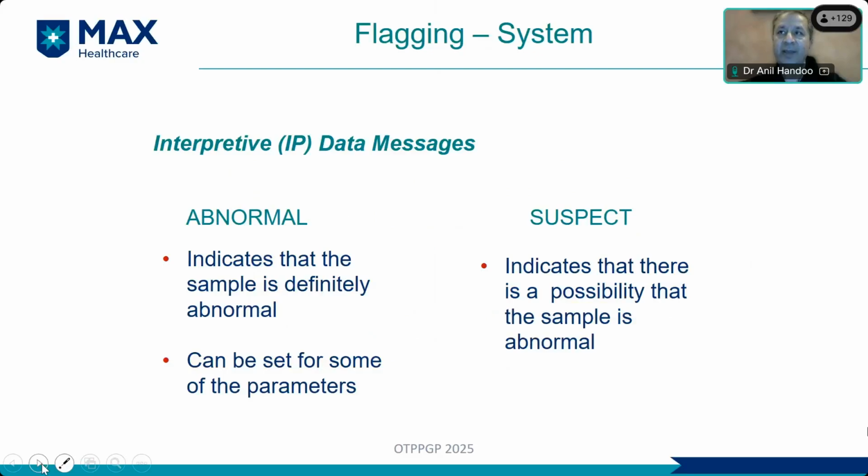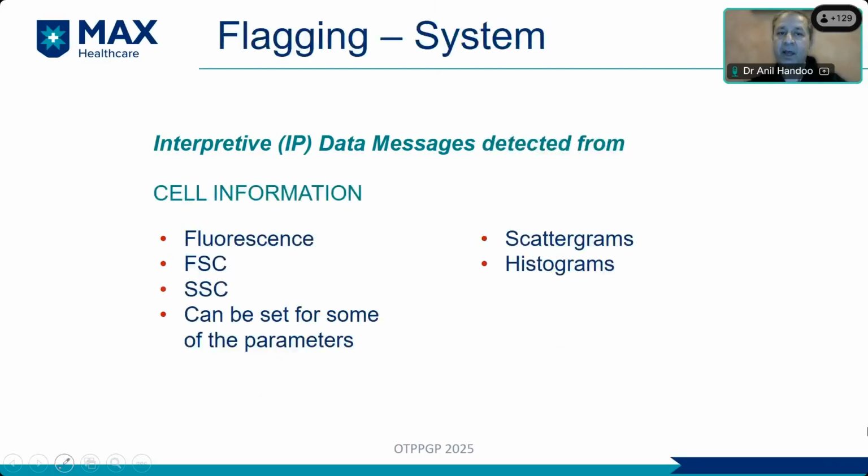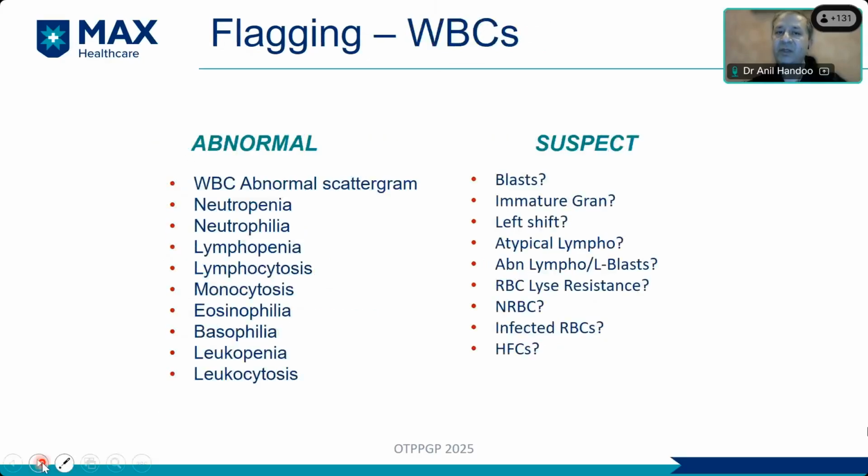So you have IP data messages, which is otherwise interpretative data messages. And here you have two distinct ones, which I told you previously also, like abnormal and the suspect ones. Abnormal means it's very sure of that particular thing being not the normal, right? Whereas a suspect one indicates that there is a possibility of a sample being abnormal. And in such circumstances, you might need to review a smear. Again, you can also have IP messages which can be detected from cell information. For example, there can be higher fluorescence. If you see an APML, the fluorescence will be very high and the machine will actually pick it up like that. Similarly, you can have problems on forward scatter, scatter plots, histograms, etc. All this needs to be kept in mind.